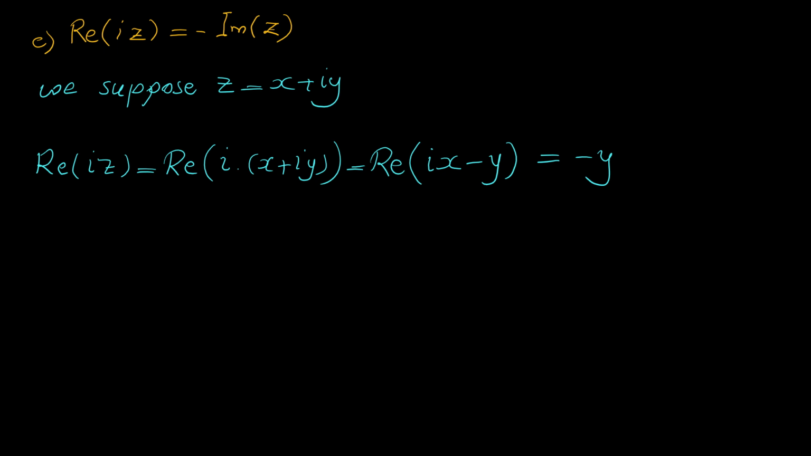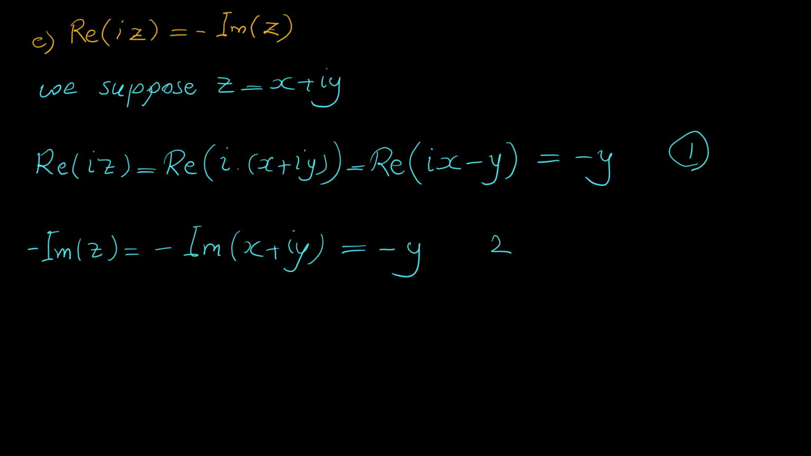Negative imaginary part of z. So we start with negative imaginary part of the complex number z. Negative of imaginary part of x plus iy. Imaginary part of x plus iy is y. But we have a negative outside, so this equals negative y. By comparing equation 1 with equation 2, immediately we can conclude that real of iz is always equal to negative imaginary part of z.